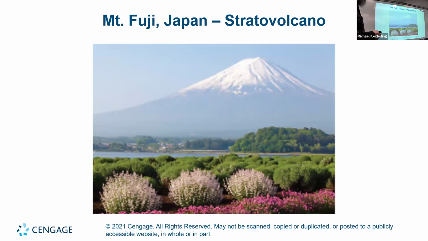So here is Mount Fuji in Japan. This is a stratovolcano. It has a caldera at the top. If it erupted, it would be a nightmare.